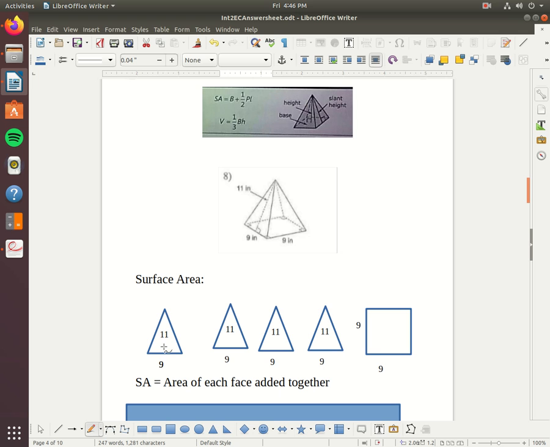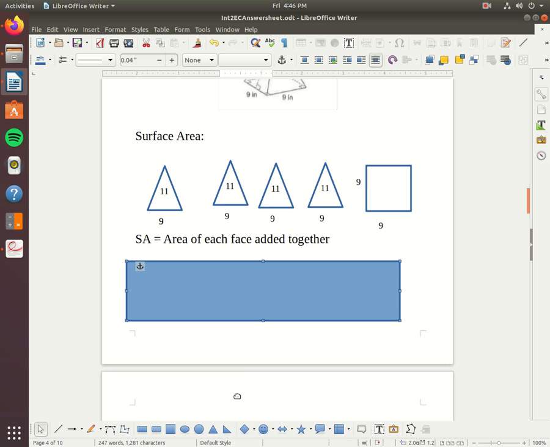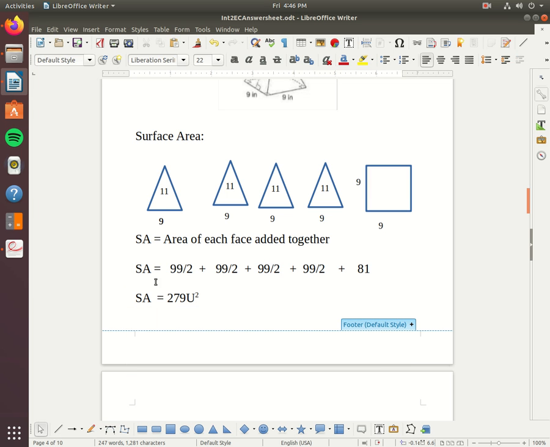So the area of a triangle is base times height divided by 2. So I'm just going to get 11 times 9 is 99 divided by 2. And I have 4 of those. And then this one, I have 9 times 9 is 81. So it's base times height divided by 2. So 99 divided by 2, which is 49 and a half. Anyways, plus 49 and a half, plus 49 and a half, plus 49 and a half, plus 81. I add all those together, and I get 279.